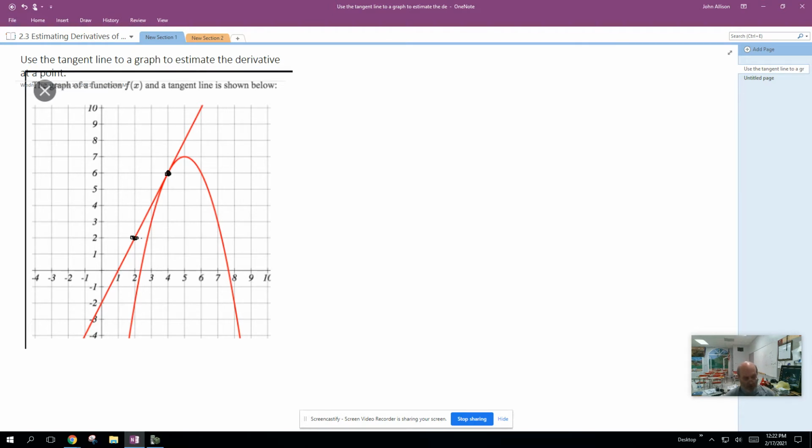So we could come up with the equation for the tangent line, and if we came up with the equation, the slope would be apparent, but we can also just use these points to estimate the slope of the tangent line. Recall that the derivative of a function at a point is the slope of the tangent line at that point. So we're going to take the points (4, 6) and (2, 2).